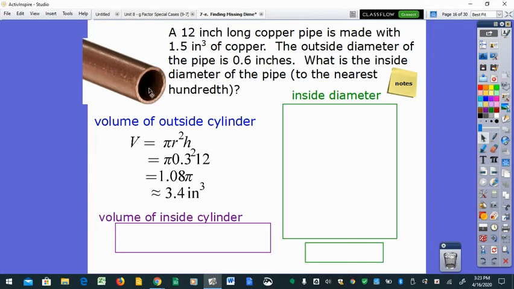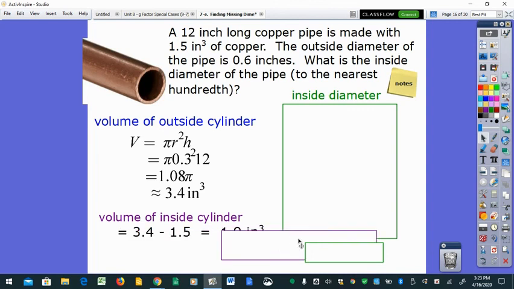Now I'm trying to find what's going on with the hole, and they gave me the ring as 1.5. So if I take the 3.4, which is the solid cylinder pipe, and subtract out the 1.5, which would be the ring, that'll give me how much volume the hole takes up. So I'm going to take the 3.4 and subtract the 1.5. Imagine if you could measure the cylinder, it's just air in there, and the air would have 1.9 inches cubed.